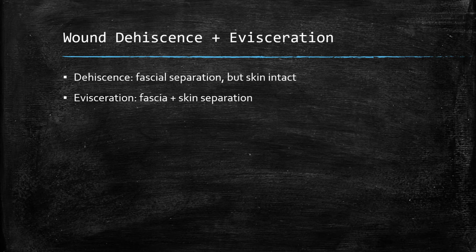Let's now talk about wound dehiscence and wound evisceration. Although these terms can be used to describe any type of incision, in general surgery, we usually use these terms to describe abdominal incisions. And so for our purposes, a dehiscence is a fascial separation, but the skin remains intact. An evisceration occurs when both the fascia and skin separate, and sometimes we can actually see the bowel in the wound.